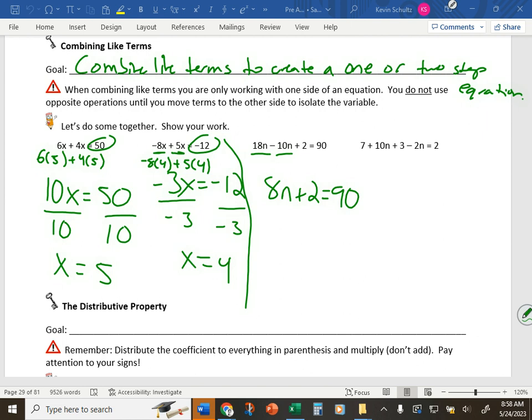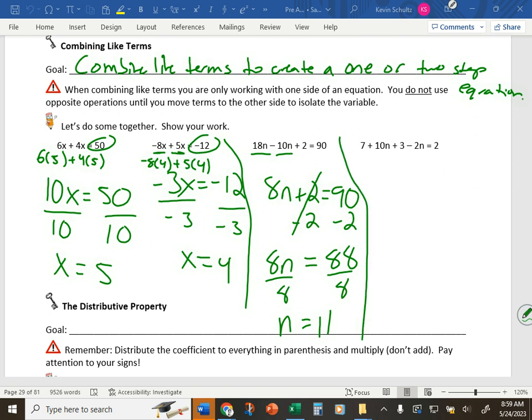Where do we start? Subtract 2. Start with that constant. Start with the term that's not attached to the variable. Because we want to figure out, what is 8n so that when we add 2 to that, we get 90. Well, 8n has to be 88. So when we add 2 to 88, we end up with 90. 2 minus 2 cancels that out. 90 minus 2 is 88. And now we divide by our coefficients. Divide by 8, divide by 8, and 88 divided by 8 is 11.